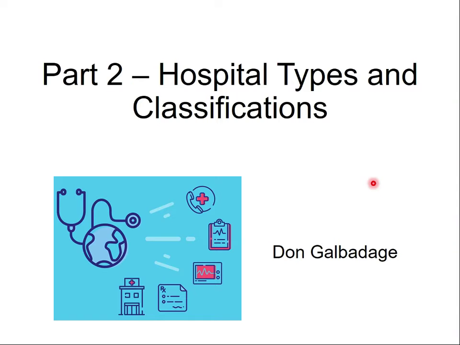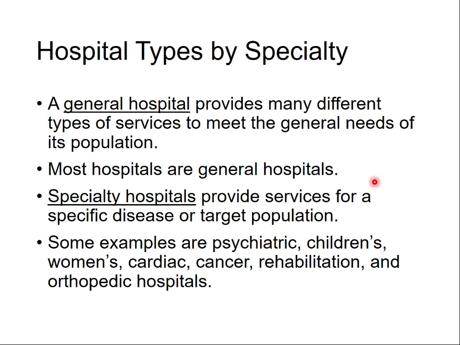Part 2, we will look at hospital types and different classifications. Hospitals are broadly divided into two groups. We have general hospitals that will provide many different types of services that will look into meeting the needs of the general population. Most hospitals that we have in the US healthcare system are general hospitals. We also have specialty hospitals that provide services in a specific disease or to a target population.